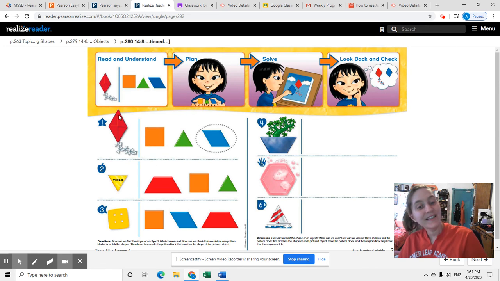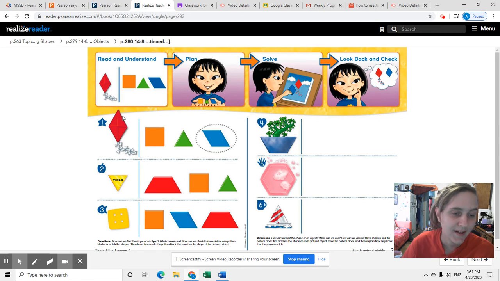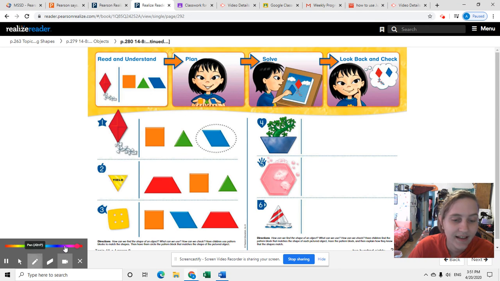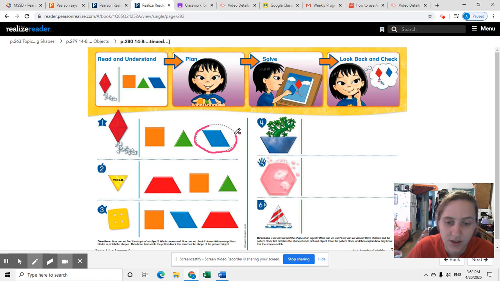What you're going to do here is look at the shape that's provided. It's a kite to begin with. And then you're going to find the shape that matches. In this case, we know it's this shape, which, if you really want to know, is called a parallelogram. It's a really fancy name, but that's what it is. Then you look at number 2. You look at the shape and you find the one that matches and circle it.